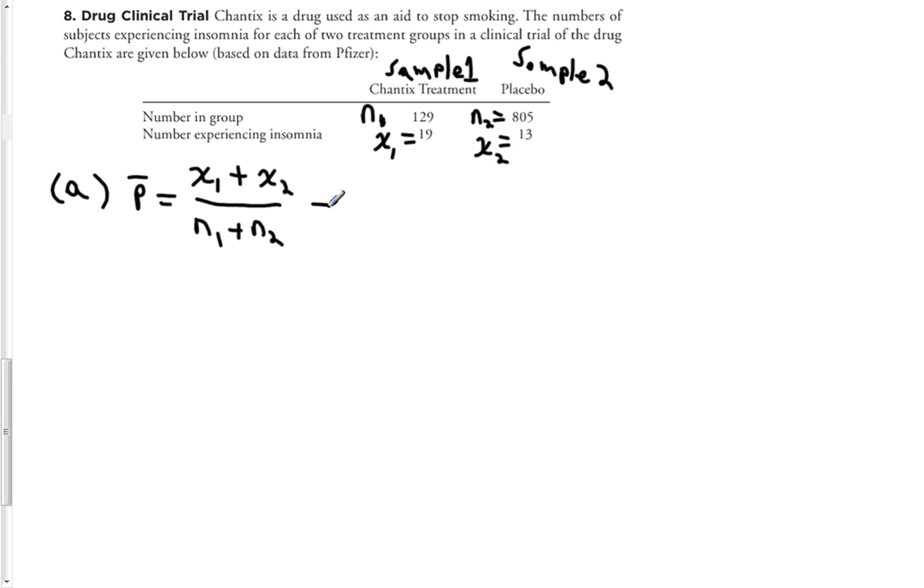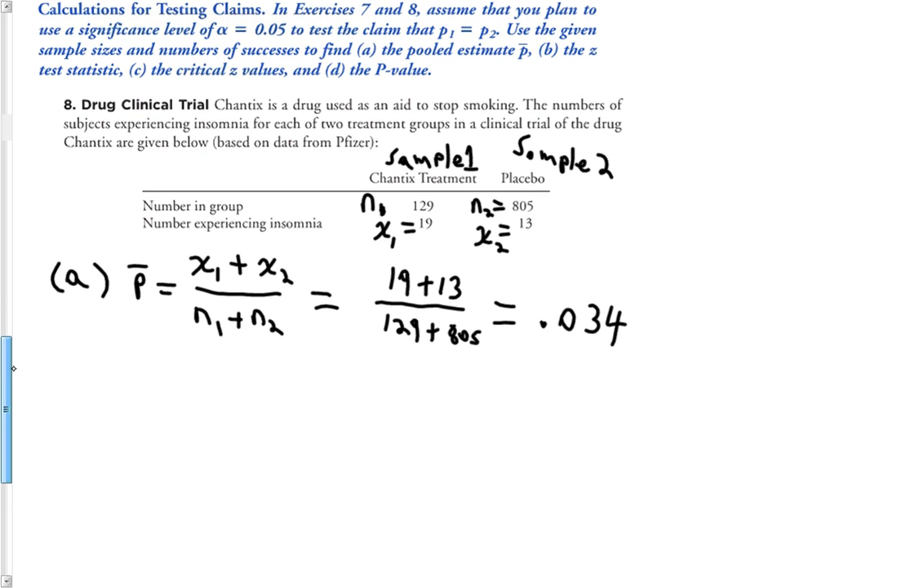So the pooled estimate then is going to be x1 plus x2, 19 plus 13. That's actually the total number of people that experienced insomnia. And then n1, which is 129, plus n2, which is 805. And that's actually the total number of people in either trial, the total sample size. So we get a value of 0.034. And we've answered the first question. The first part was to find the pooled estimate p-bar.